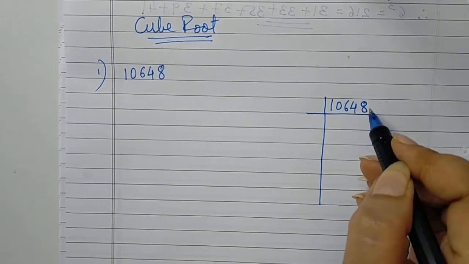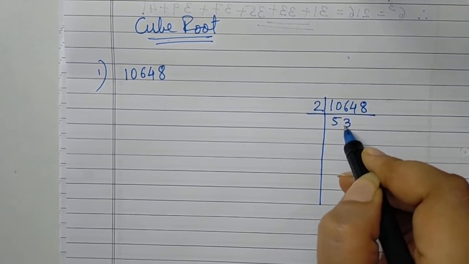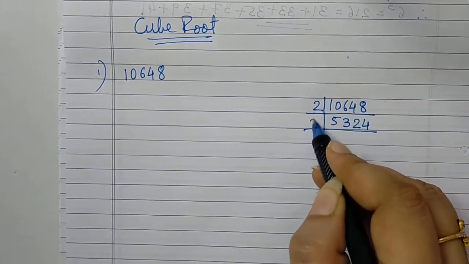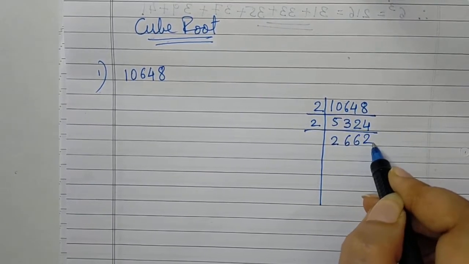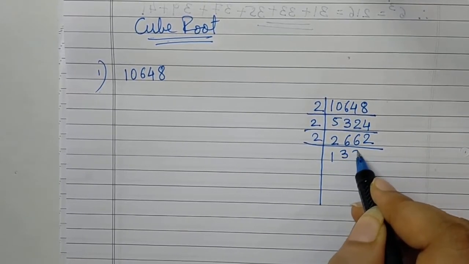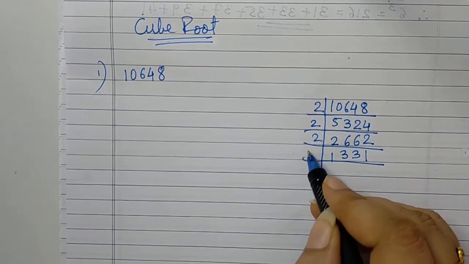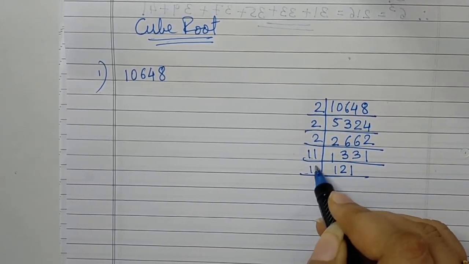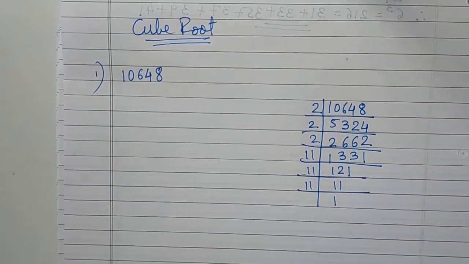Last digit is an even number. We can go with 2. Dividing by 2, we will get 5,324. Again, we can go by 2. We will be getting 2,662. Again by 2, we will be getting 1,331. Now we cannot do by 2, we will go by 11, we get 121. Again by 11, we get 11, and then by 11 we get 1.